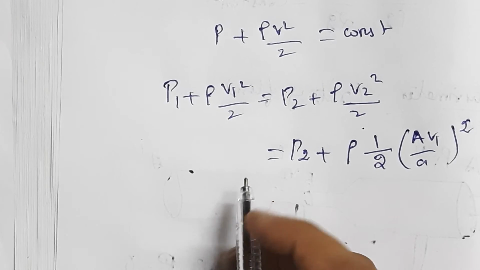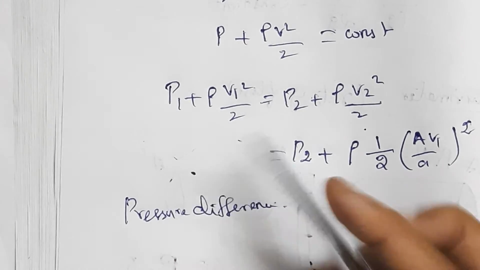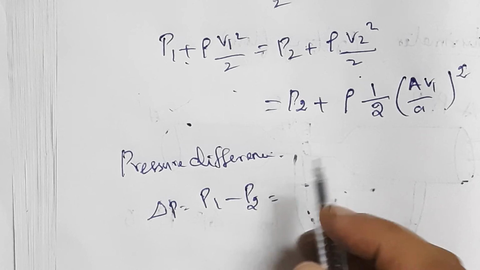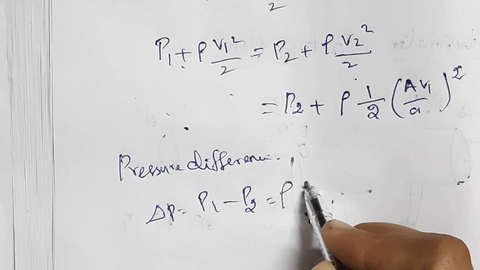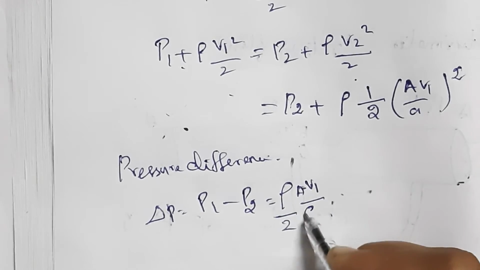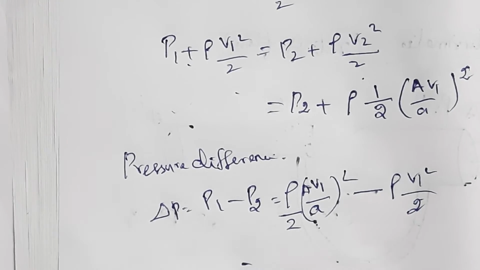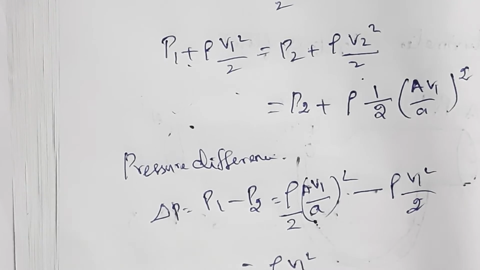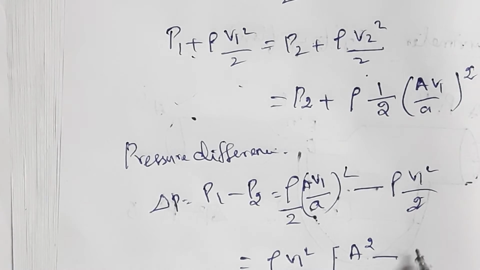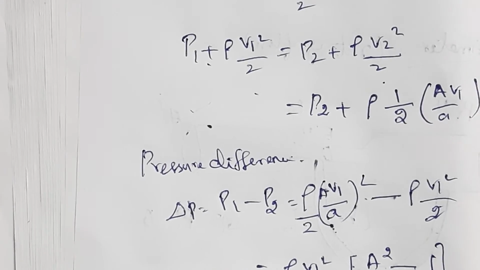So from this we can write P1 minus P2, the pressure difference. So this is P1, this is P2. We can write delta P is equal to P1 minus P2 is equal to, what is that? Here already rho into V1 square by 2, and rho by 2 into A V1 by a the whole square minus this one, rho V1 square by 2. So we can write rho into V1 square by 2 as common outside, and here capital A square by small a square minus 1.